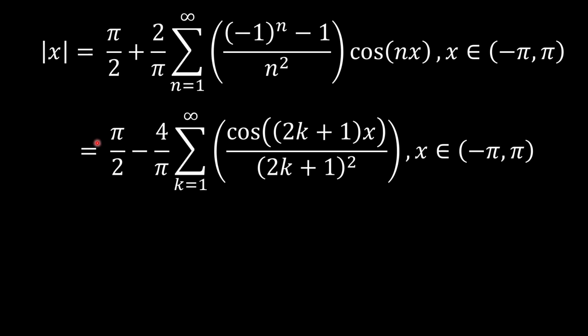So what about if we just say let n be 2k plus 1? So this is another way we could express it. Pi over 2 minus 4 over pi, summation from k equals 1 to infinity of cosine of 2k plus 1 x over 2k plus 1 squared. And that is our answer.